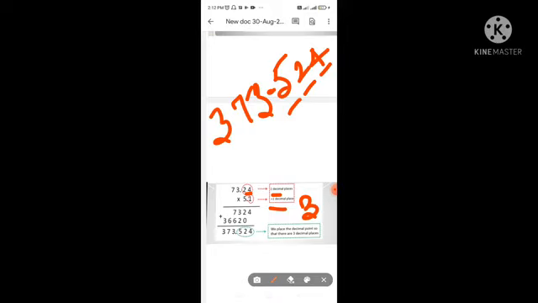Dear children, in this session we studied how to add decimal numbers and how to subtract decimal numbers, as well as how to multiply decimal numbers.